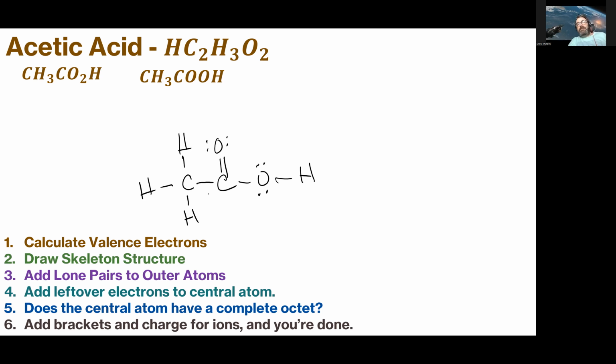The carbon has to have a double bond to the oxygen because that's a central atom, right? If we do this in the order of Lewis structure steps, we would draw it like this, because those are the outer atoms. The outer atoms have 8, but we need this carbon to have 8 as well. So we can share that inside to make a double bond.